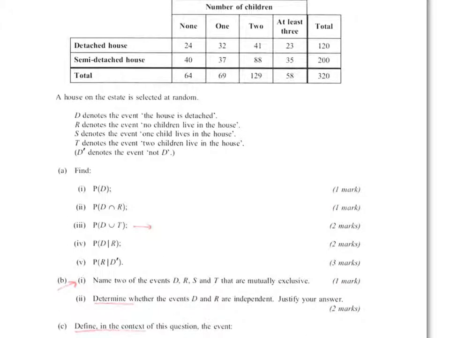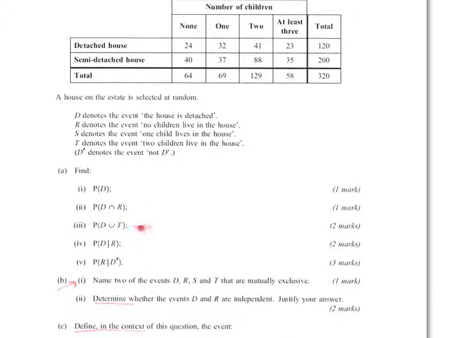On this final question over here, I have simply highlighted the sort of set notation you need to be familiar with. It is a while since a question like this has come up, but it's still something you're expected to know. So for instance, you should understand this here means D and R happening. So it's a probability of a detached house and no children living in it.